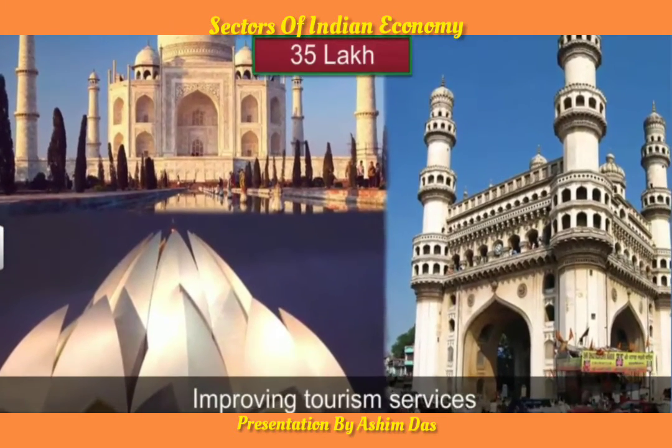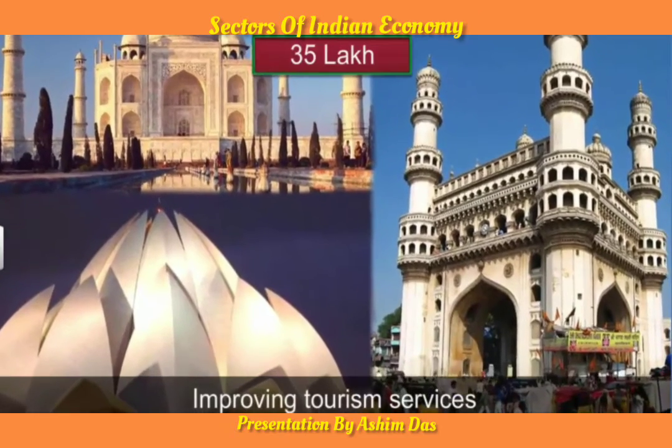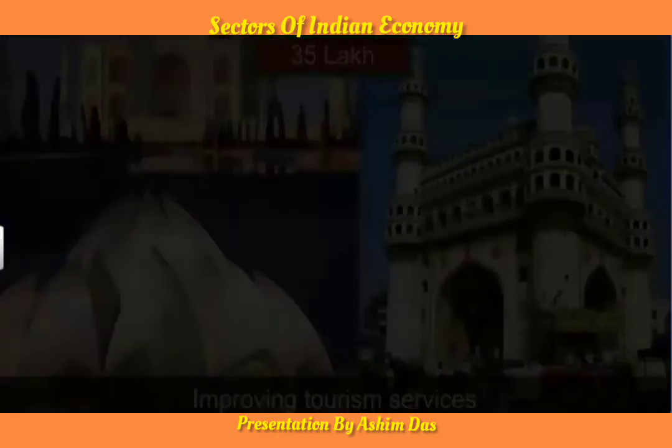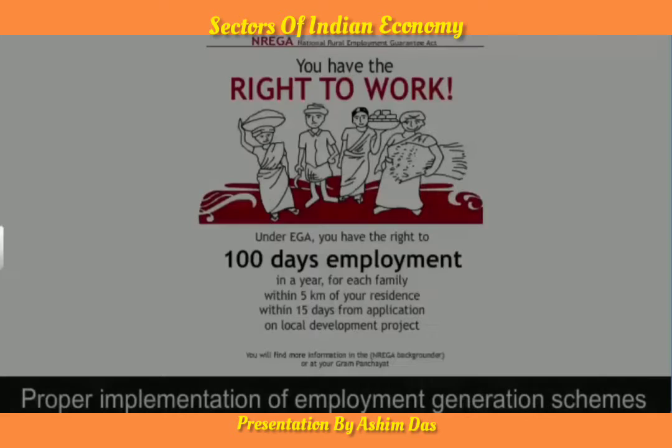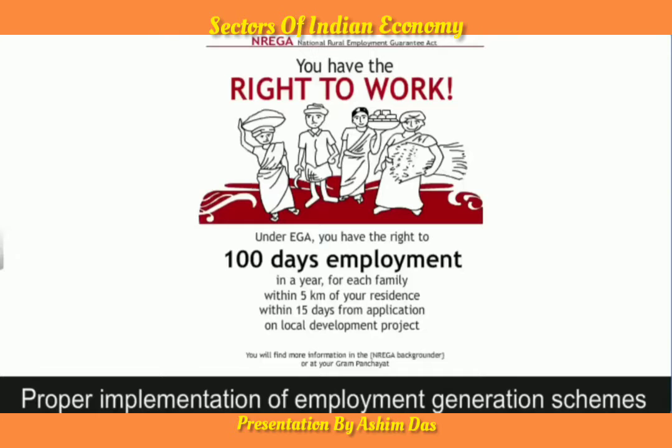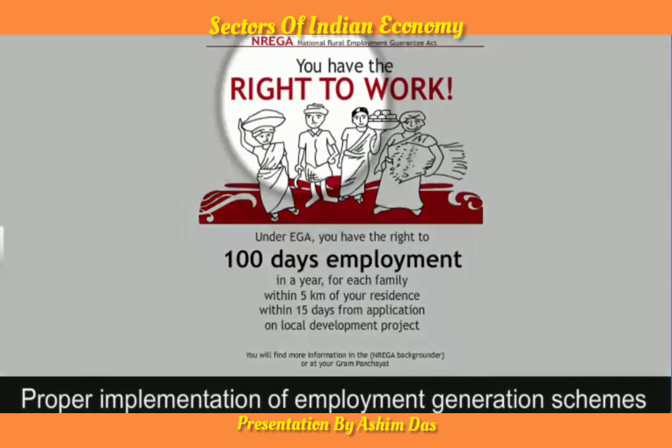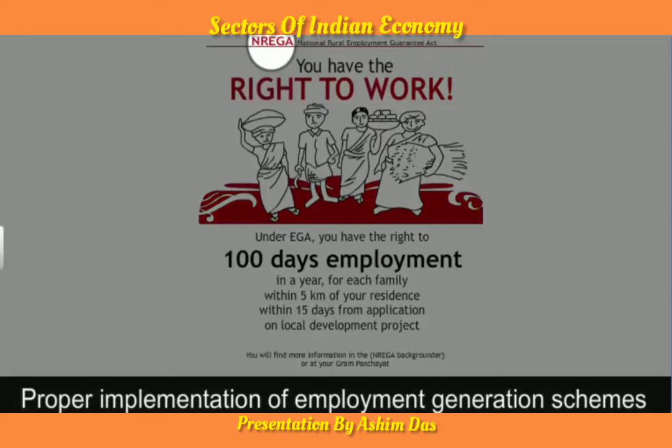Proper implementation of employment generation schemes launched by the government is also required to provide more employment to people. The National Rural Employment Guarantee Act is one such scheme launched by the central government in 2005. NREGA guarantees 100 days of employment per year to every person willing to work, or an unemployment allowance if work is not provided.